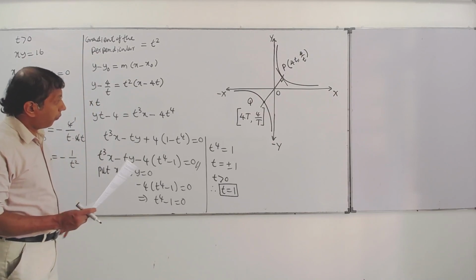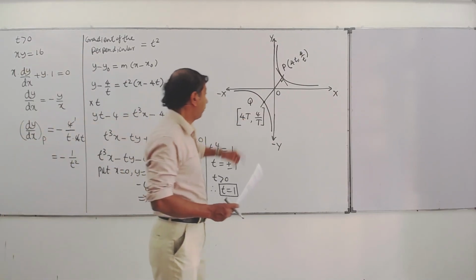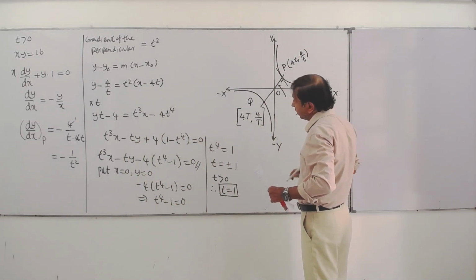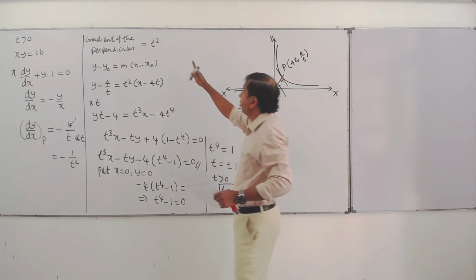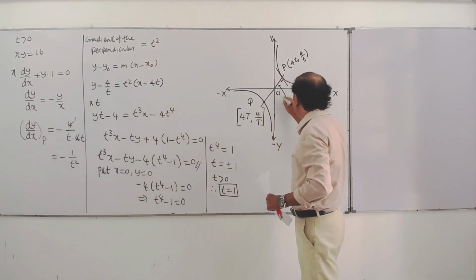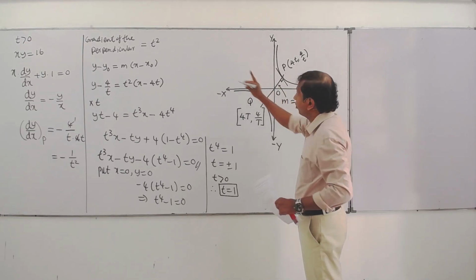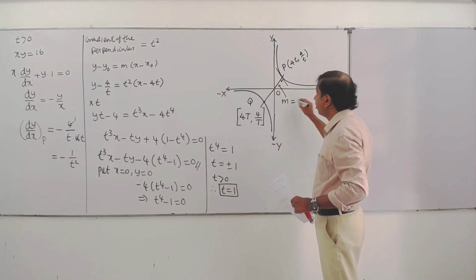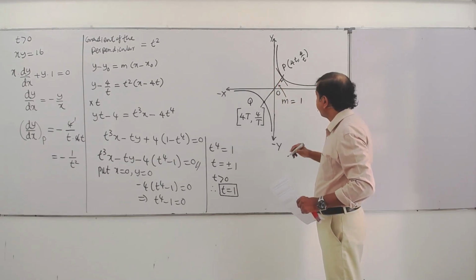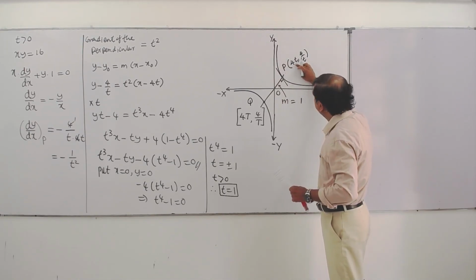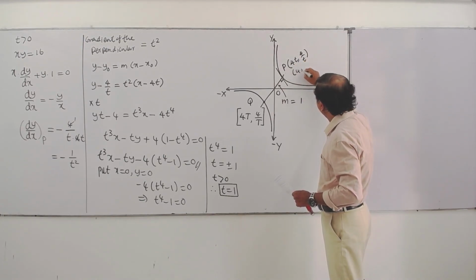Now, how to find this capital T? We know here the gradient of this perpendicular we found as t squared. Now we know the value of t as 1. Then the gradient here is t squared, 1 squared, 1. And these coordinates also we can now write because t equals 1. Then the point P, putting t = 1 here, is (4, 4).